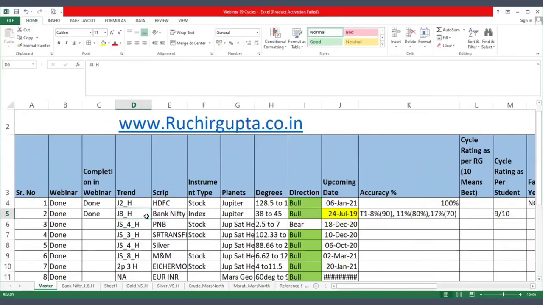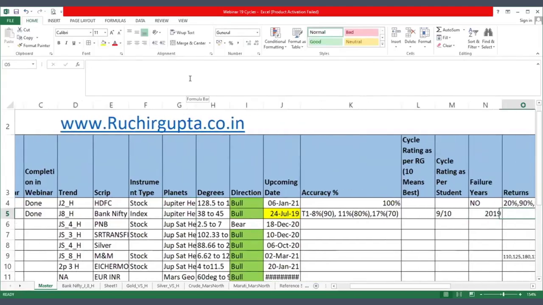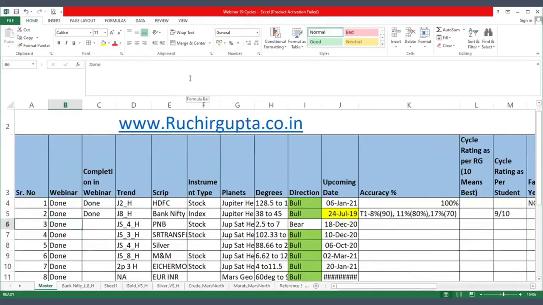See, H here means heliocentric. Okay, H here means heliocentric. I am writing it here as well. These two cycles are heliocentric. Okay, no problem. Now let's see a bearish cycle first. Now, PNB.